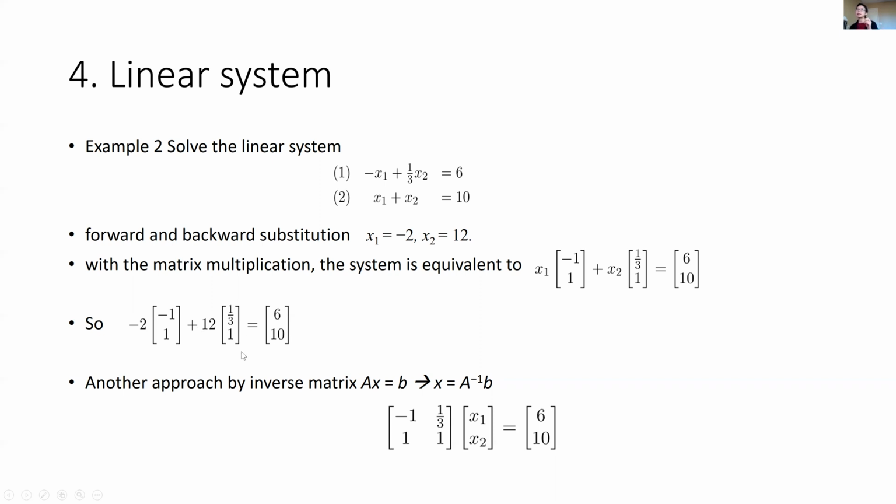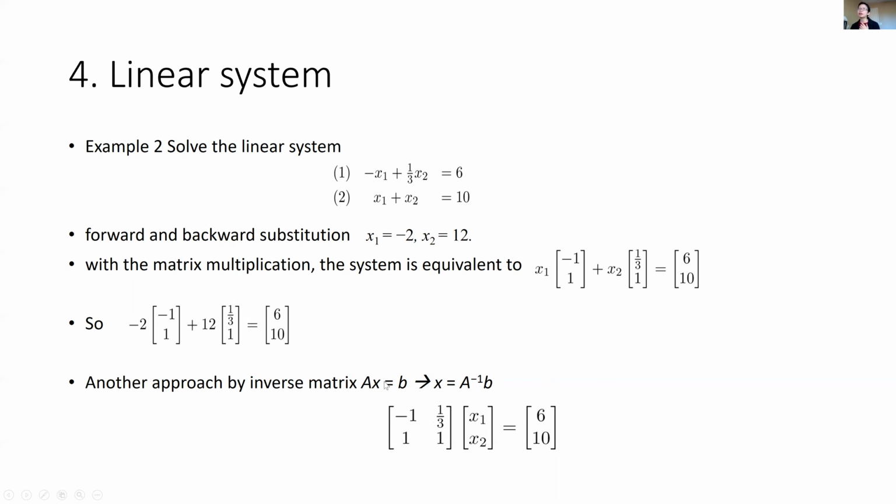So keep in mind that this is a solution of this example. We will use this example later. That's -2 and 12. And then another way to solve it is to use the inverse matrix, right?